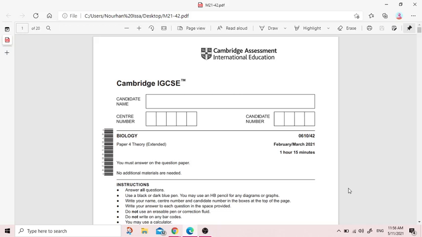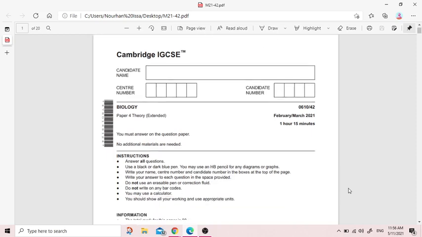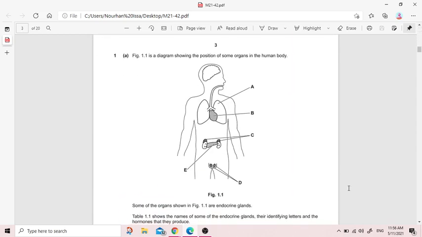Hello, today we are going to solve March 2021. This is the latest exam in the Cambridge series, paper 4. Let's start with question number 1.